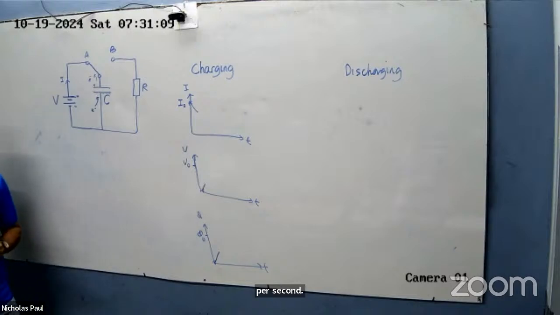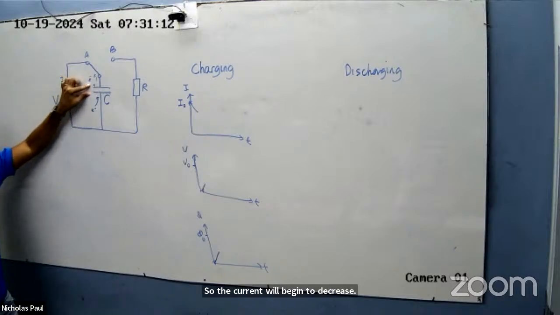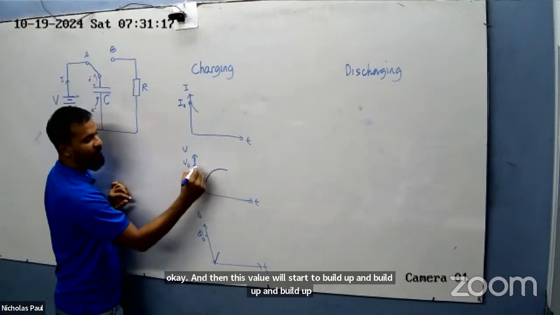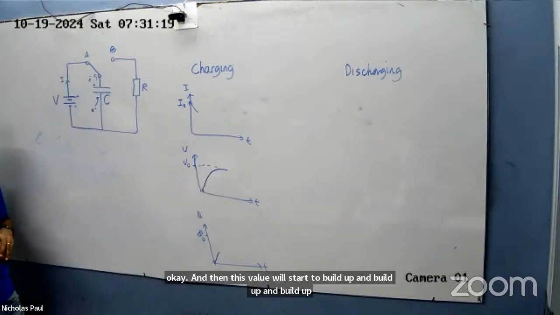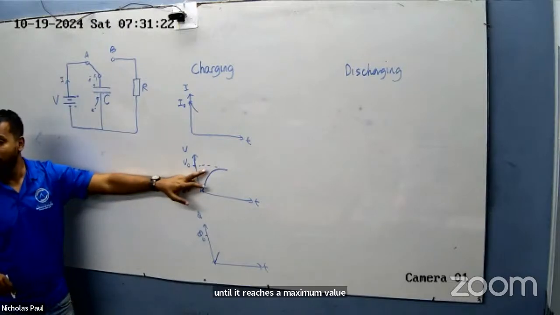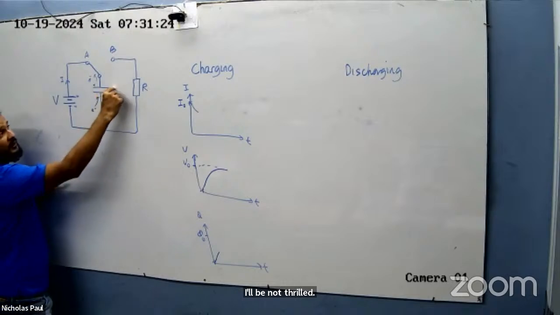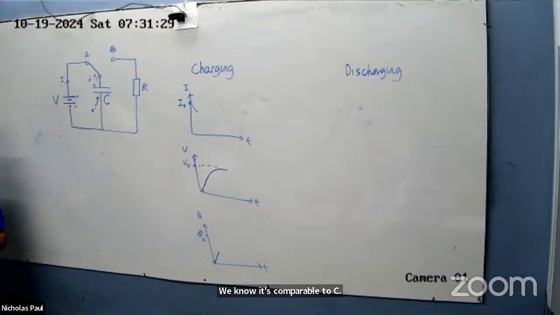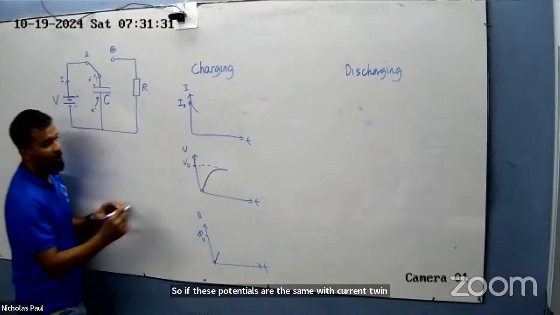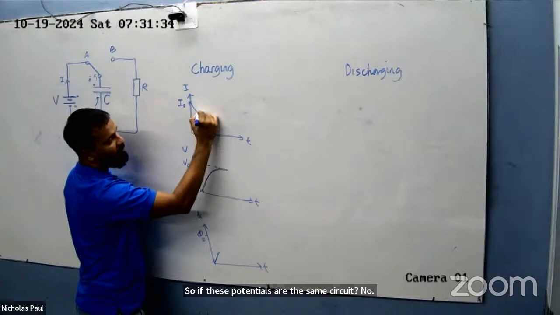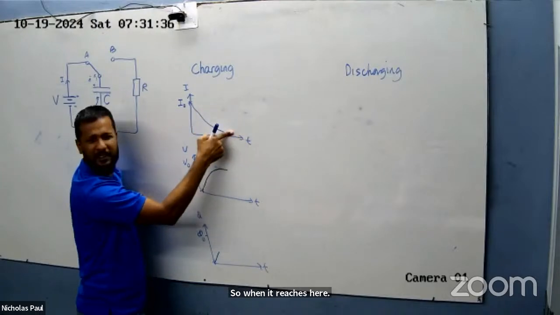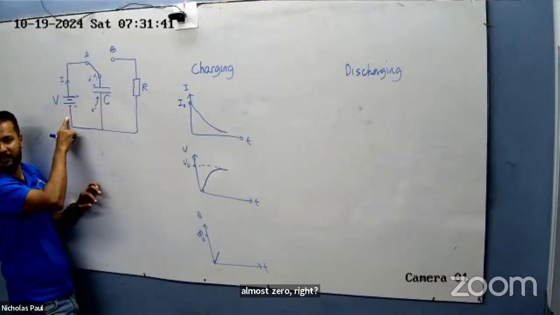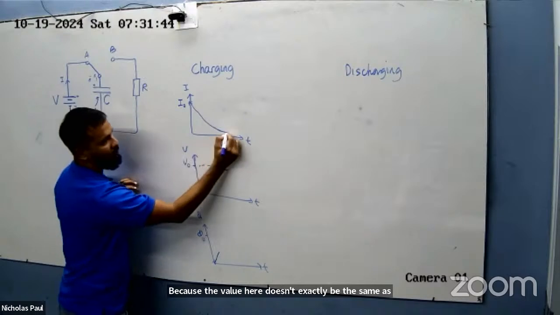And then this value will start to build up and build up until it reaches a maximum value, V naught. When it reaches V naught, it is comparable to the source. If these potentials are the same, is current flowing in the circuit? No. So when it reaches here, current reaches almost zero. It doesn't reach exactly zero, almost zero, because the value here won't be exactly the same as this. It'll be close. Okay with that?